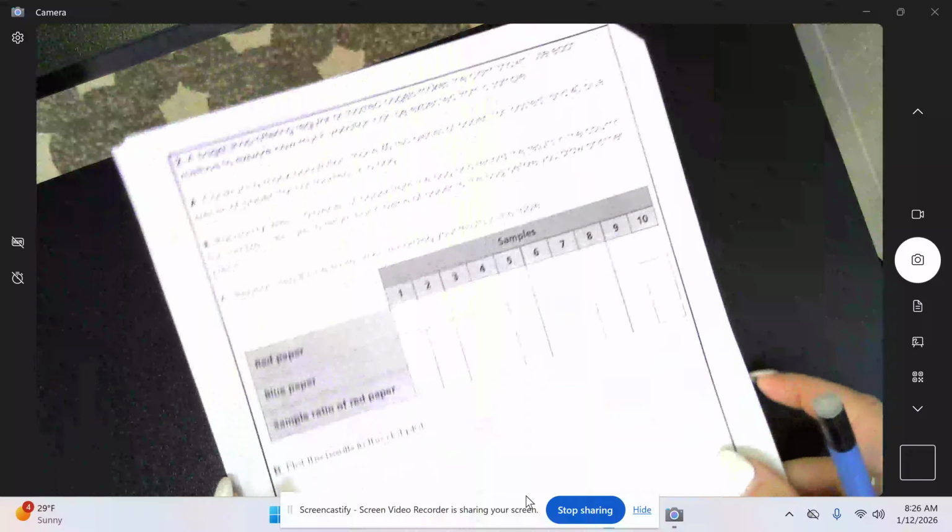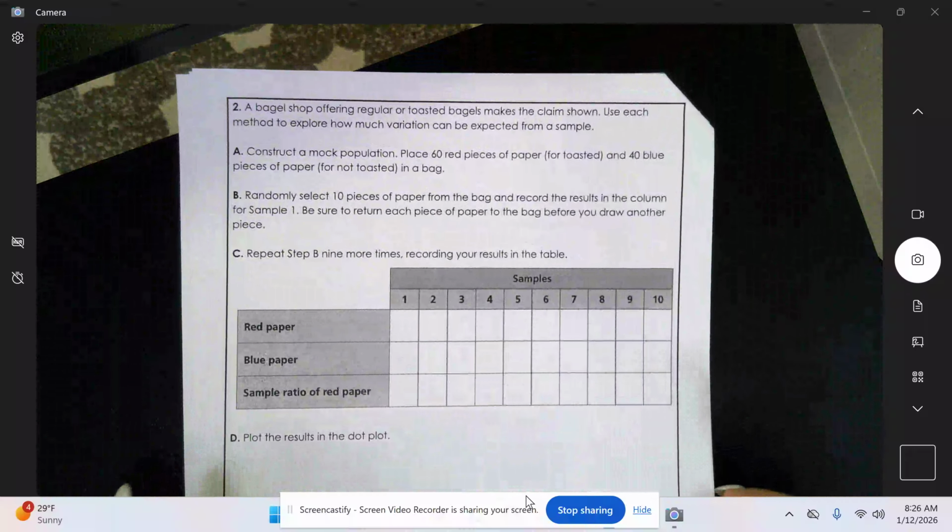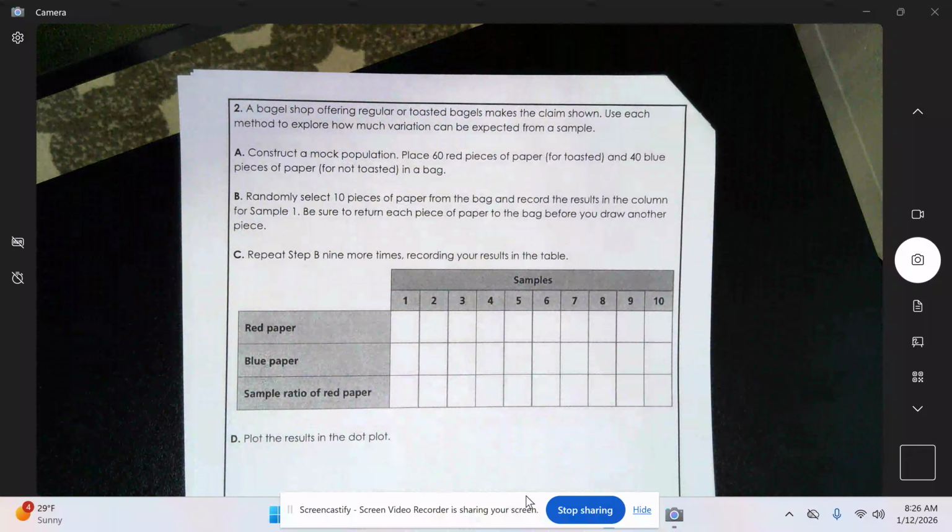Alright, flip the page. This is where it gets fun. Alright, you get to now do the sample. We already have the population information. You get to go verify the population by creating your own sample.